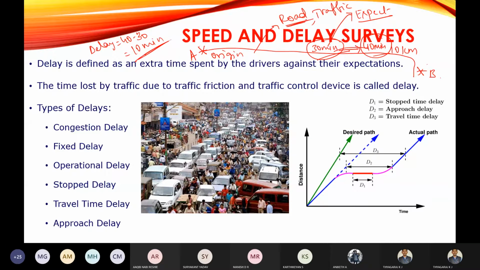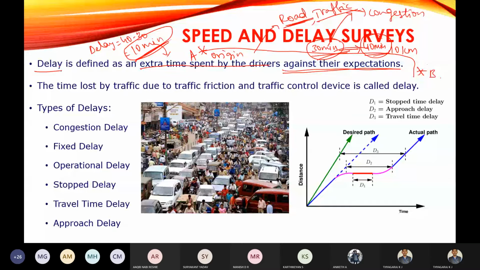If the road is in poor condition, then we can say that delay will be there. And because of traffic also, that is because of congestion. Whenever congestion is there, we can expect this delay. So delay means the extra time. What is the extra time we spend? 10 minutes is the extra time. So delay means the extra time spent by the driver against their expectation. Our expectation is 30 minutes, but we have reached the destination in 40 minutes. So the 10 minutes of extra time that we have spent, we are going to call it delay.